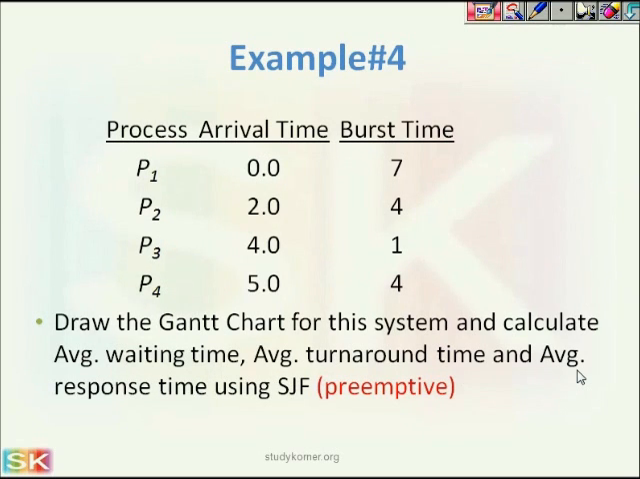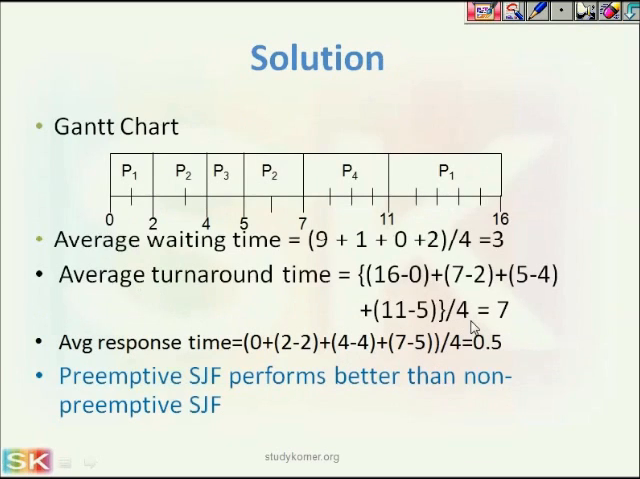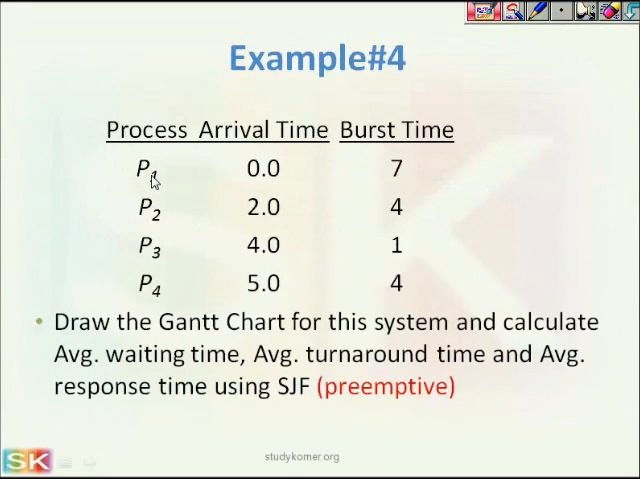Another example: the same process set is given, but this time they are asking to implement SJF with the preemptive scheme, or the SRTF algorithm, right? So in this case, what can be the Gantt chart? Process P1 was executed first because at time 0 only process P1 was there. So P1 will be executed from 0.